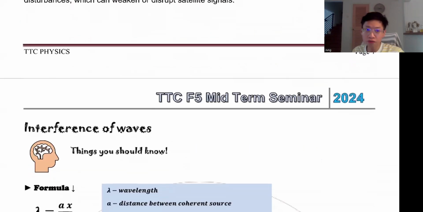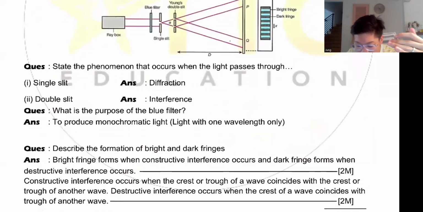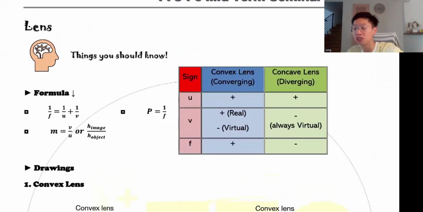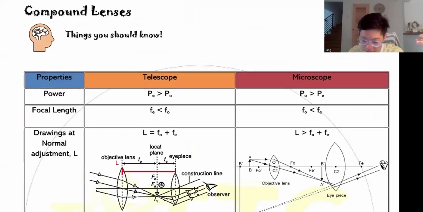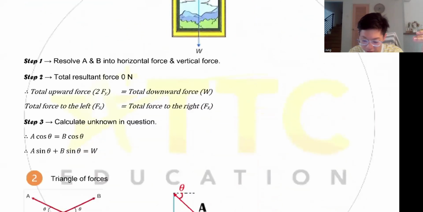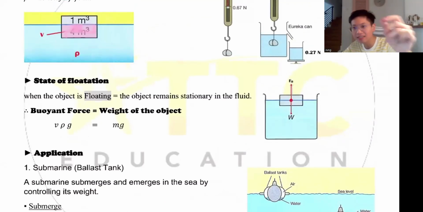So if you look at this, today we are going to focus on waves first. This is like the first half. We're going to do interference of waves. Later on at the back part, we are going to go into light, which is lens calculation. And then after that, we will end our day with a bit of Archimedes' principle. Now, why I don't want to do the force and motion part, I'll tell you later as well.